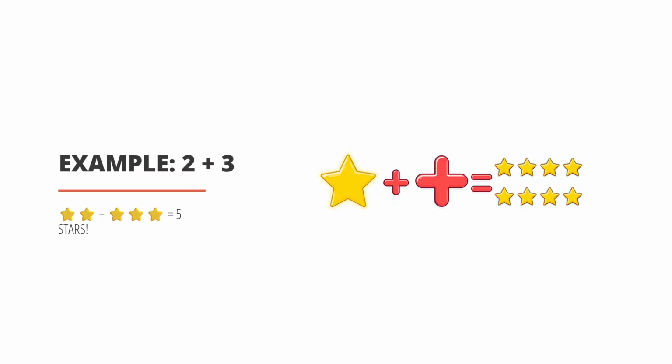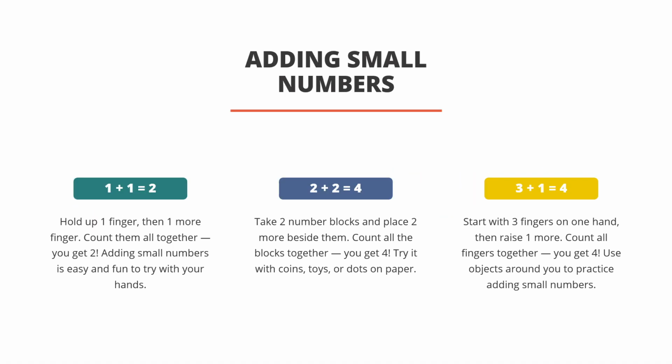Here is a simple example. 2 plus 3. Imagine you have 2 stars and then you get 3 more stars. When you count all the stars together, you have 5 stars. We can add small numbers easily. For example, 1 plus 1 equals 2. 2 plus 2 equals 4. 3 plus 1 equals 4. These are simple additions we can do every day.